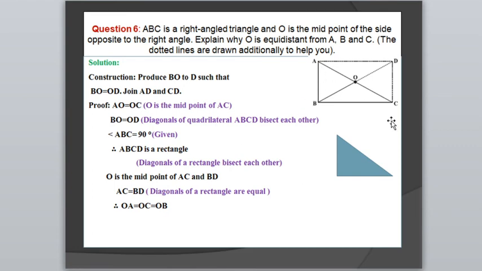Yes, AC is equal to BD because the diagonals are bisecting each other, and the diagonals of a rectangle are always equal. So if the diagonals of the rectangle are equal, all angles are 90 degrees and opposite sides are equal, it means OA is equal to OC, which is equal to OB. So here we have proved that O is equidistant from A, B and C.